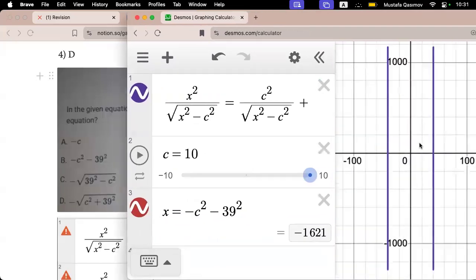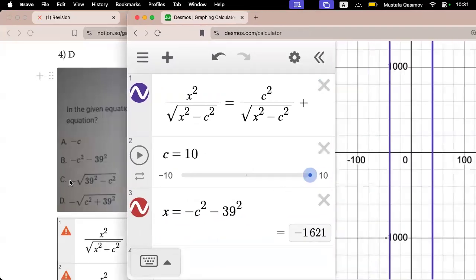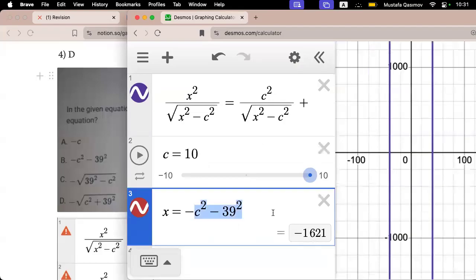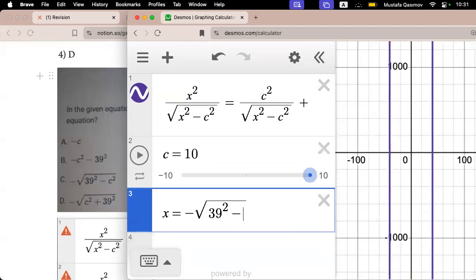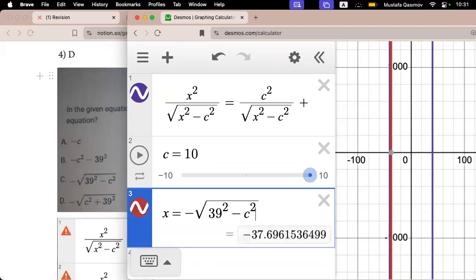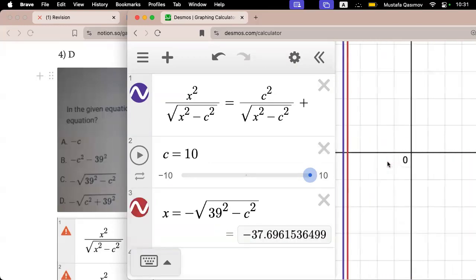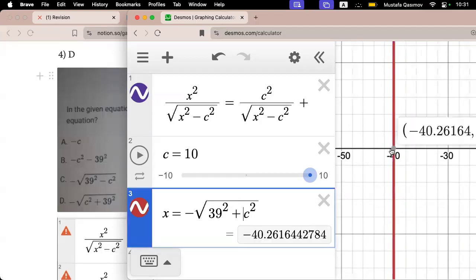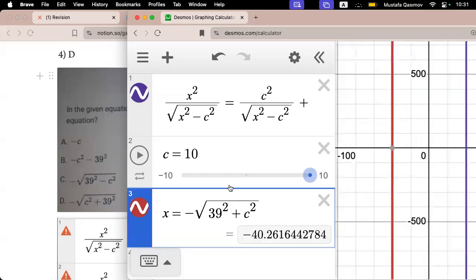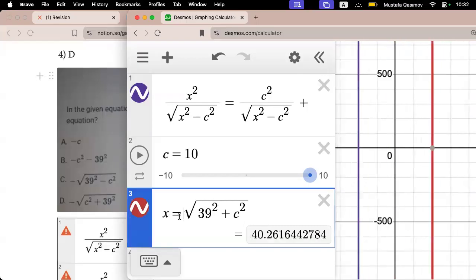Okay, let's write option C. 39 square minus C square. So it will be closer actually. But it is not answer. Let's select D. So it is plus. So it is same. When you also make it plus, you will get that one. When you make it negative, you will get that one.